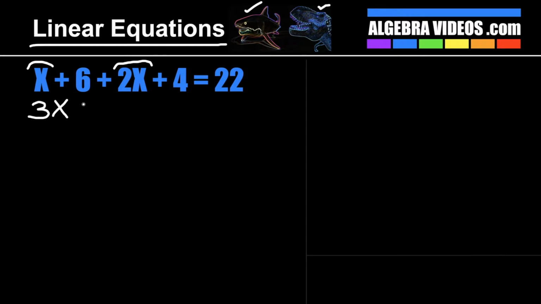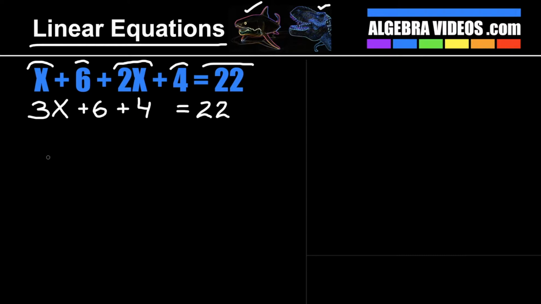And the rest of this I'll just write the same. Plus 6, that's this 6 right here, and then plus 4, that's this 4 right here, just bringing it down, equals 22. And that's just coming from right here. Okay, now we have 3x plus 6 plus 4 equals 22.